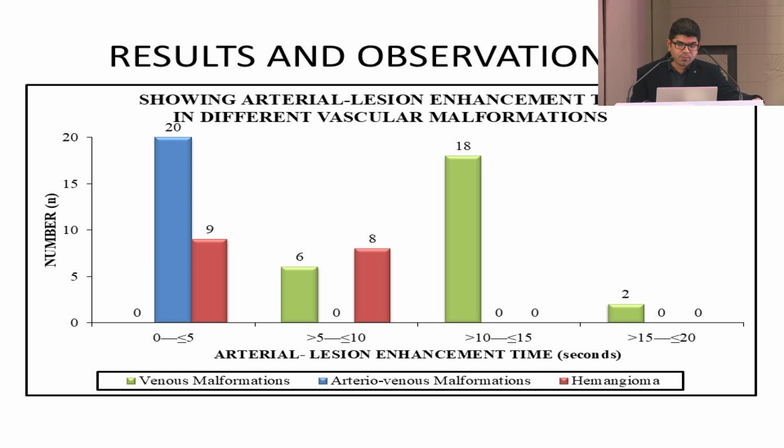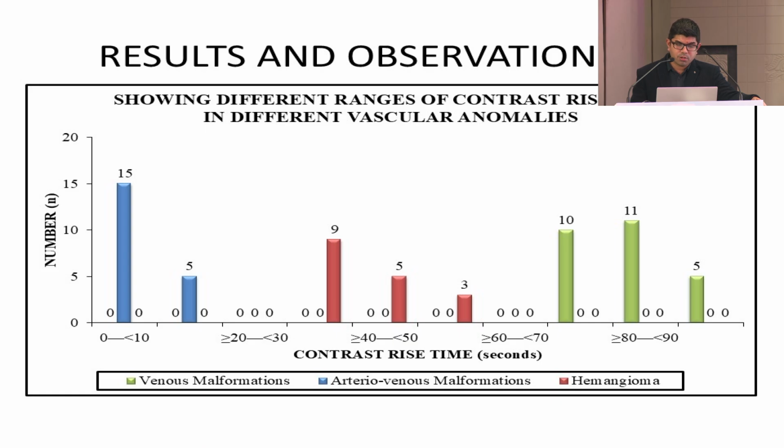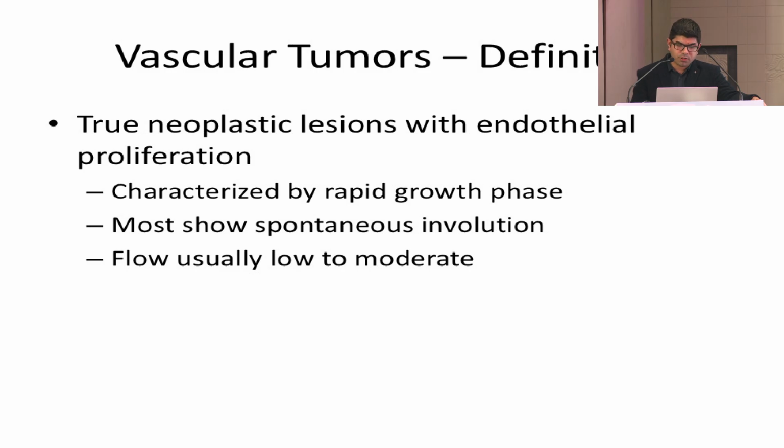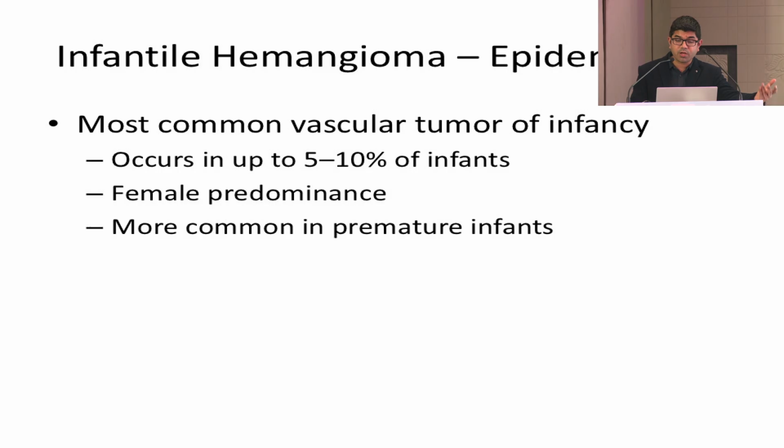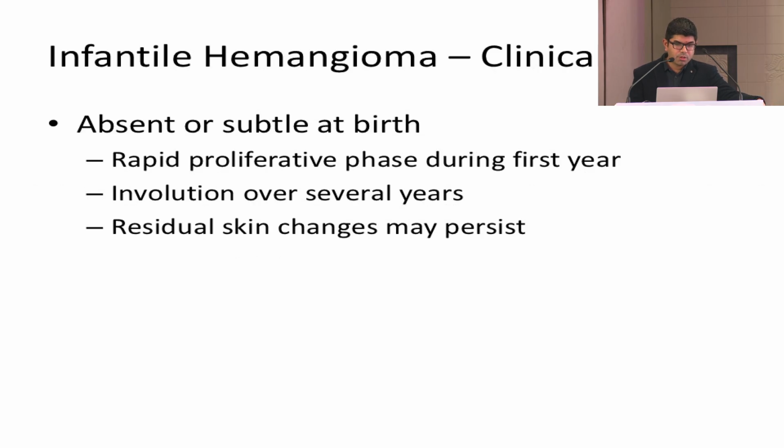Contrast rise time is the time taken for complete enhancement of the lesion. It is very high in cases of venous malformation and very early in cases of arteriovenous malformation. Hemangioma shows in between, depending on the phase of hemangioma, whether it's a proliferating one or an involuted one. So these are the different MR features that we see across.